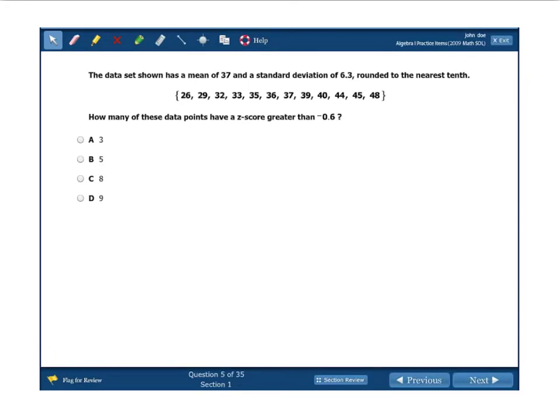All right, moving on to another question. This one involves Z-score.